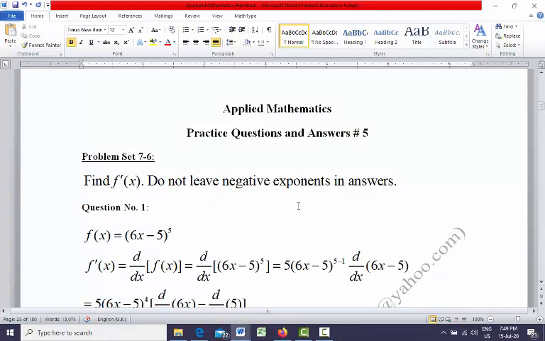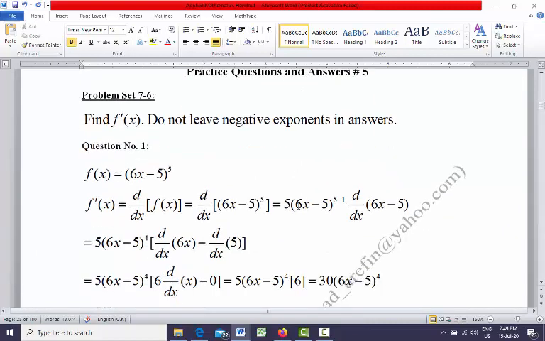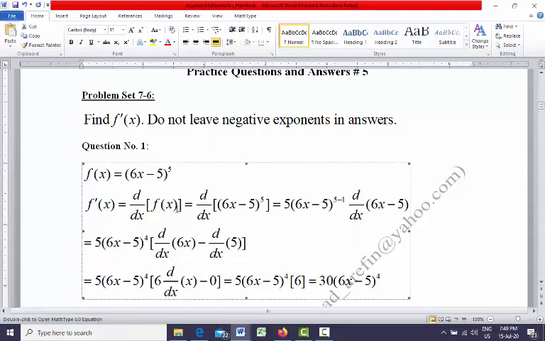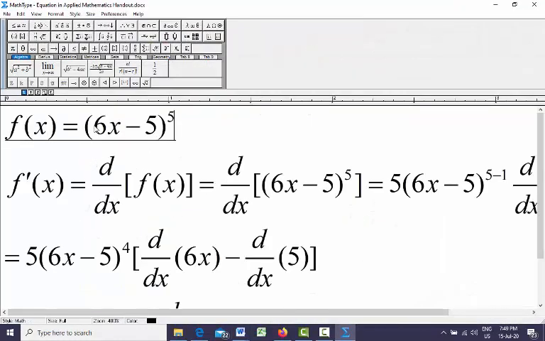Now we will move to problem set 7.6. Here the first question is asking us to find the differentiation again. Let's solve it.